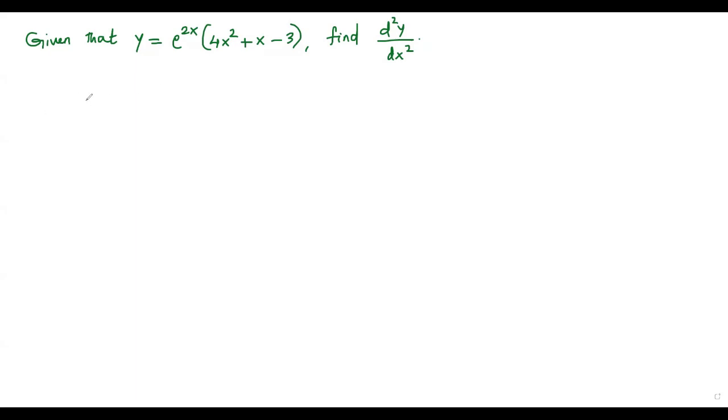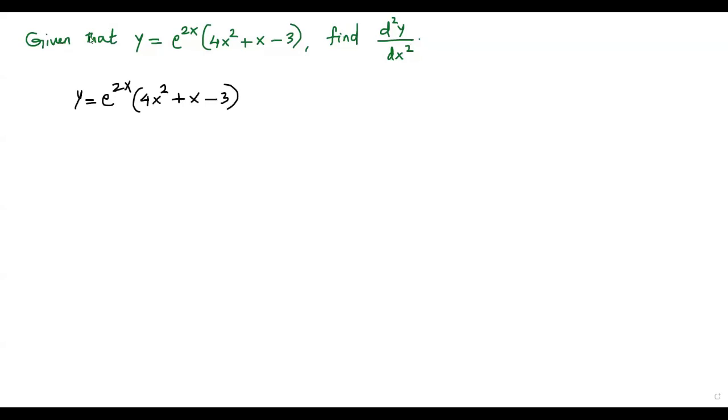Okay, first let me write the given function as it is. That is y equals e to the power of 2x times (4x² + 2x − 3). Here in the given function on the right side, we have two quantities multiplied, and in both quantities we find the variable. So whenever two quantities are multiplied and both contain the variable, and I want to find the derivative, I have to use the product rule.